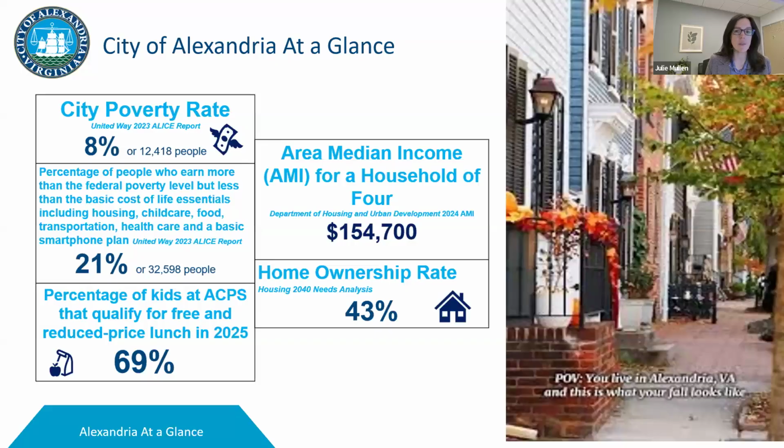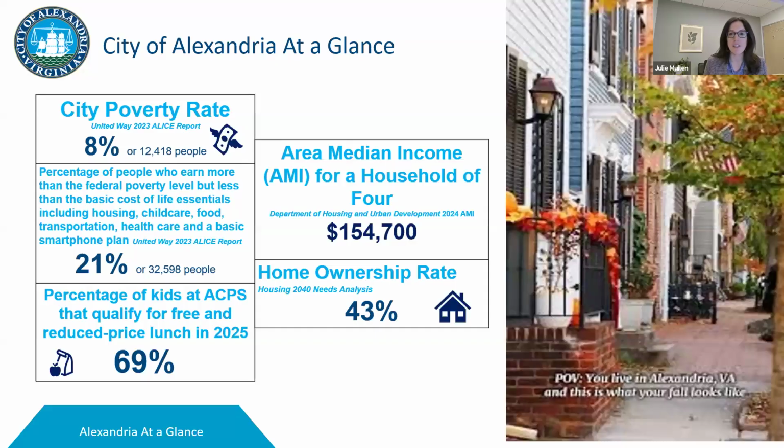Because it's a tourist destination, we do have a lot of service sector jobs, about 40%. So we have a lot of very low wage jobs, a lot of high wage jobs, and not a lot in the middle. As you can see from the slide, between the poverty rate and our ALICE population, or the percentage of people who earn more than the federal level but less than the basic cost of life essentials, we have almost 30% of our population, or 1 in 3, that are really struggling to make ends meet and pay for life's essentials. So that is a big challenge for our community.